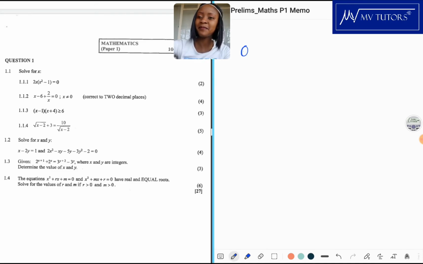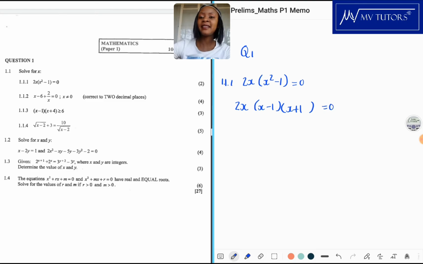Question 1, solving for x, 1.1.1. We have 2x times x squared minus 1. So this is a cubic function. We are expecting at most 3 values for x. It's nice that they put it in brackets for us, but we can expand it further because we have a difference of 2 squares. So that would be x minus 1 times x plus 1, and that is 0.